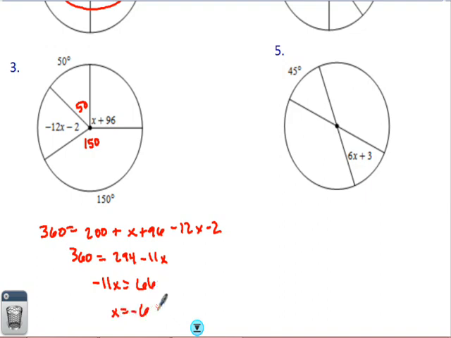Now some people are going to ask, well, can we have a negative x? Sure, you can have a negative x. You can't have a negative arc or negative angle. But if I put negative 6 in here, I get that that's 90. And if I put negative 6 in here, I get that that's 70. So I'm good to go.